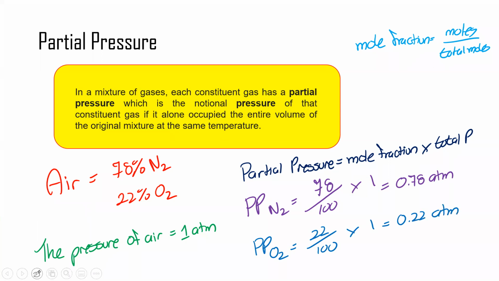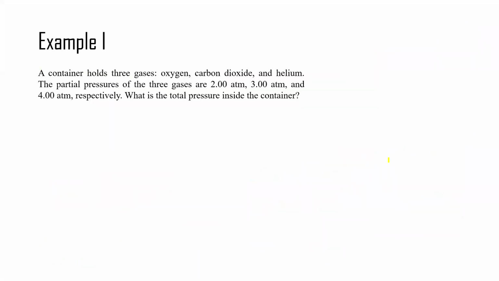It is very important that when we add the partial pressures together, they are going to amount to the total pressure. In fact, if we add 0.78 plus 0.22, it's going to be equal to 1 atmosphere. So the partial pressures, all they're saying is what they're constituting from the total pressure. So let's work a couple of examples on partial pressure.